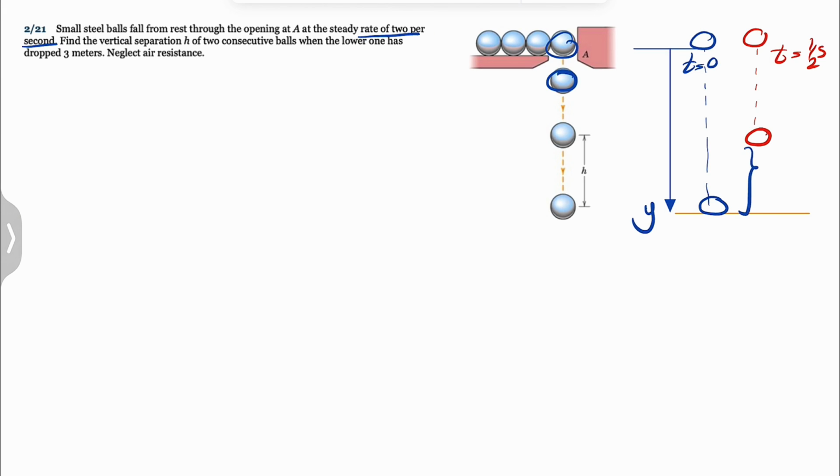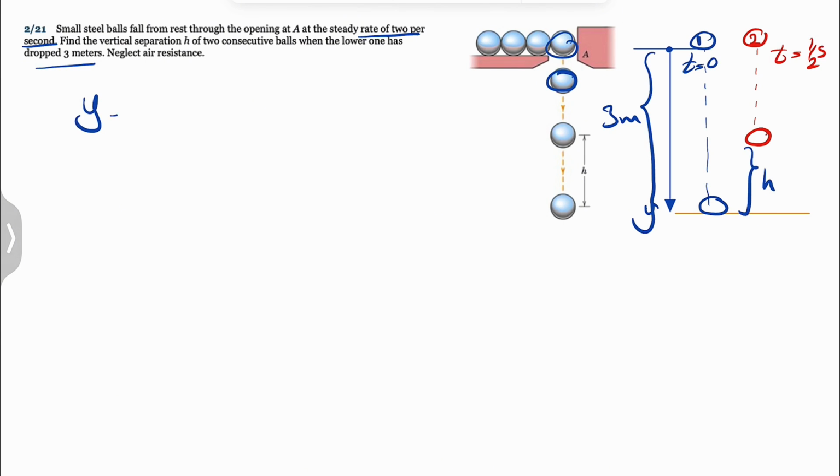For these two, they make a height of h, which the question is asking us to find when the lower one has dropped 3 meters. If you look at this, I called our y-axis in here, and the total value is 3 meters. We need to figure out the distance between the two balls. The blue one is our first ball and the red is the second one. So we need to figure out this h here.